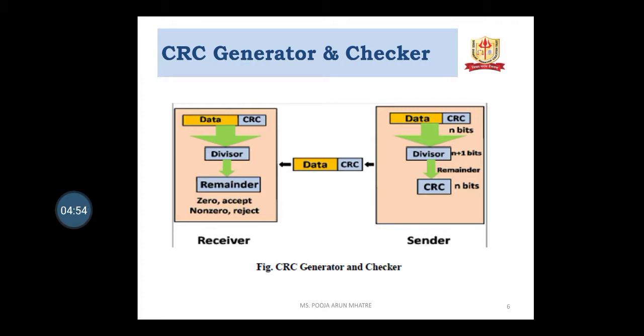The remainder may be zero or non-zero. At the sender side, the data including the CRC bits is divided by a divisor of n plus 1 bits, which gives a remainder, and then we get the CRC bits.